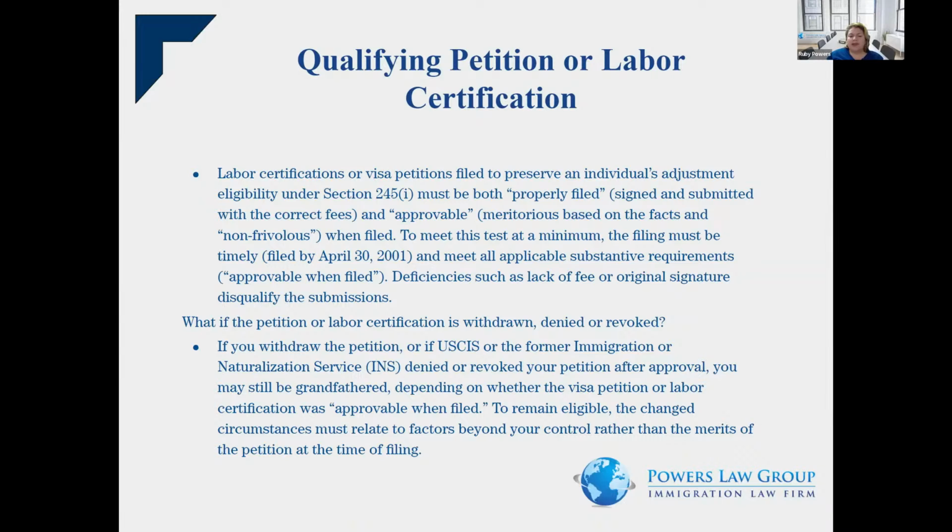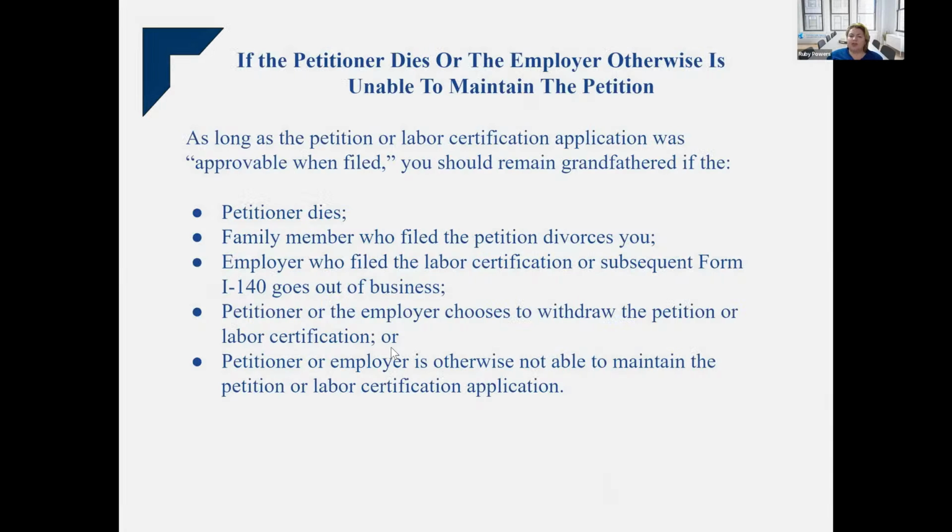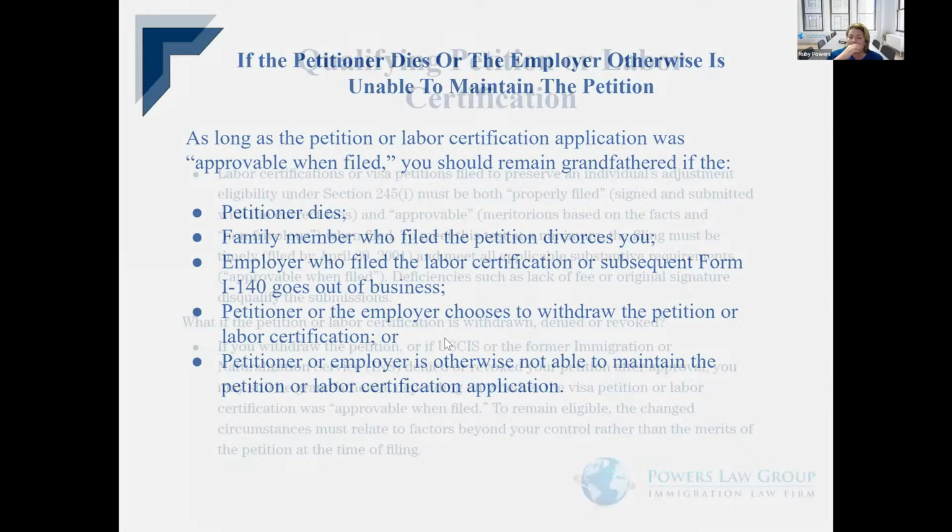And this has really helped save a lot of people, even though this might sound a little like, why did they make this up? But over many years, there was litigation and a lot of explanation of what all of these terms and exceptions would be. So to meet this test, the filing must have been timely filed and meet all the applicable substantive requirements. And that's why it'd be approvable when filed. Deficiencies such as lack of fee or original signature disqualify the submission. That's pretty harsh, because now we can just use copies of signatures, but they wanted original signatures back then.